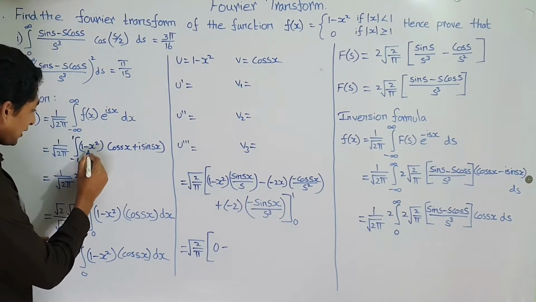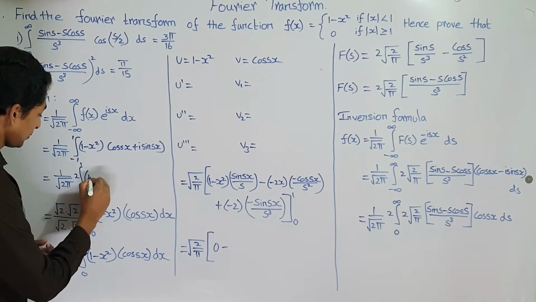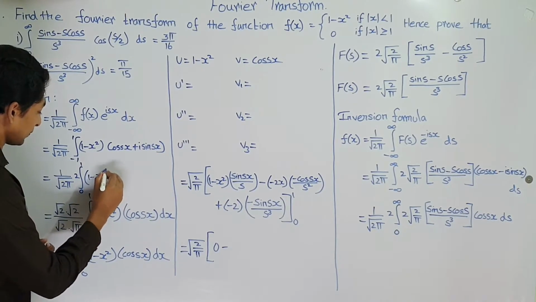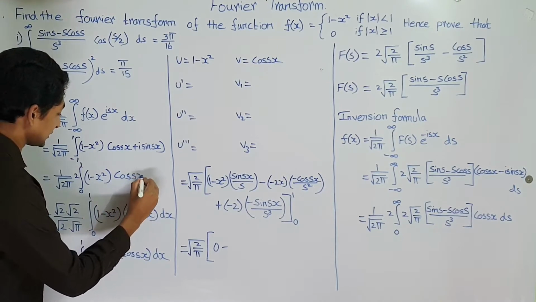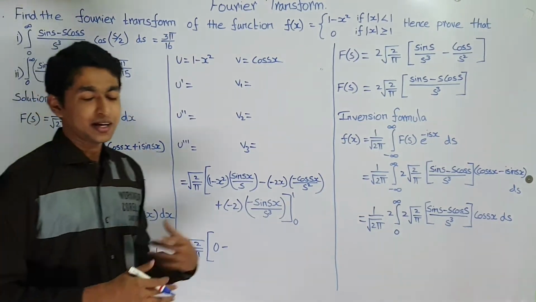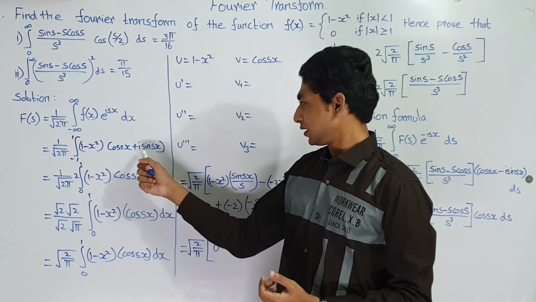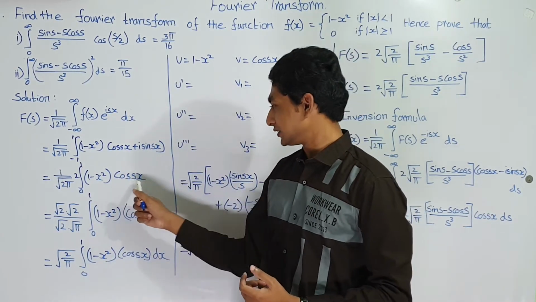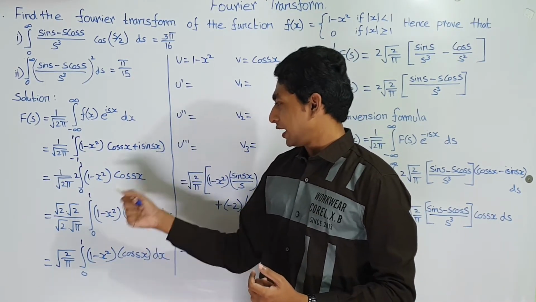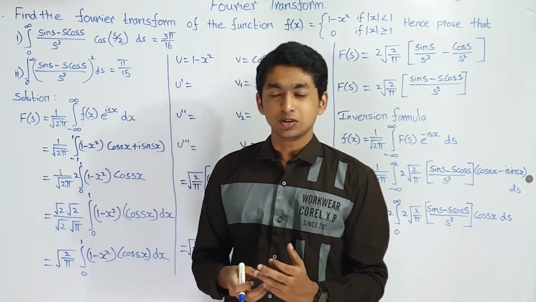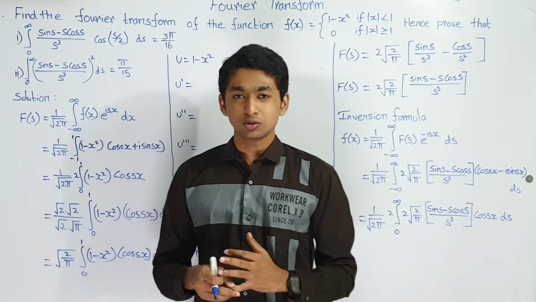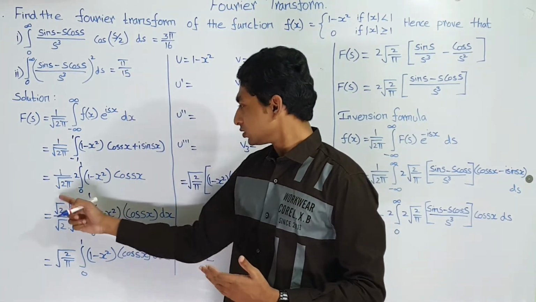After that, f of x is 1 minus x square and cos s x. We have neglected the i term, and the remaining cos x s is there. So we have applied that. And there is the 2. How can we write the 2? 2 is equal to root 2 into root 2. So I have written it like that.